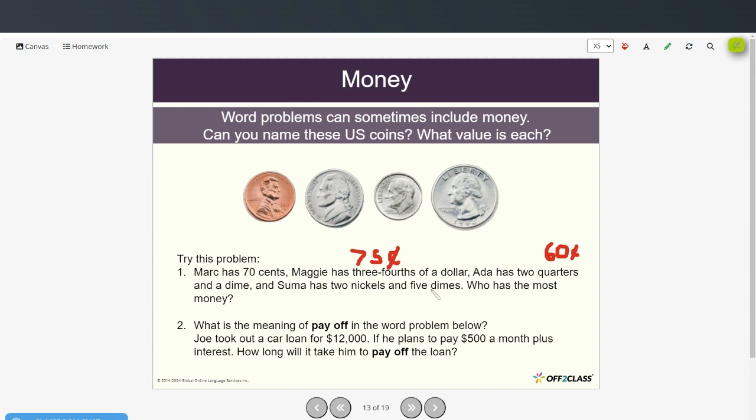2 nickels and 5 dimes, so 5 dimes is 50 cents, plus 2 nickels is 10, so that's 60 cents. So Maggie has the most money.